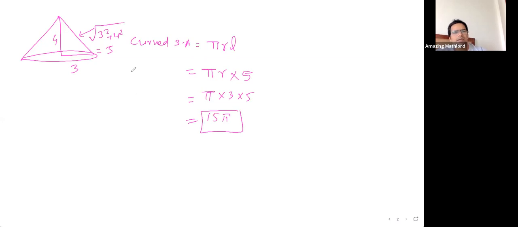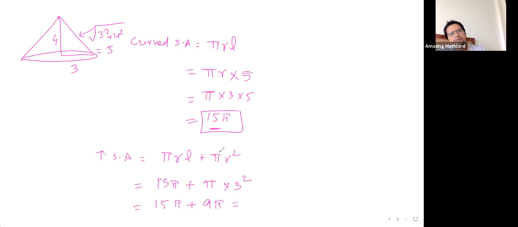And if I wanted to find out, assume that this is a solid cone, with the proper base also filled up, the total surface area in that case will be pi rl plus pi r square. So pi rl is basically what we already got, which is the curved surface area. So 15 pi plus pi times 3 square, so it'll be 15 pi plus 9 pi. So this is going to be 24 pi as the total surface area of this particular cone. So this is a general idea about cone and sphere.